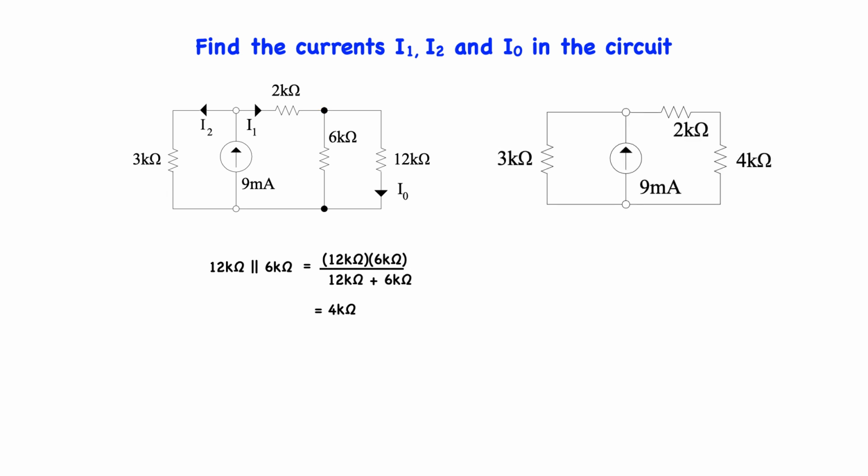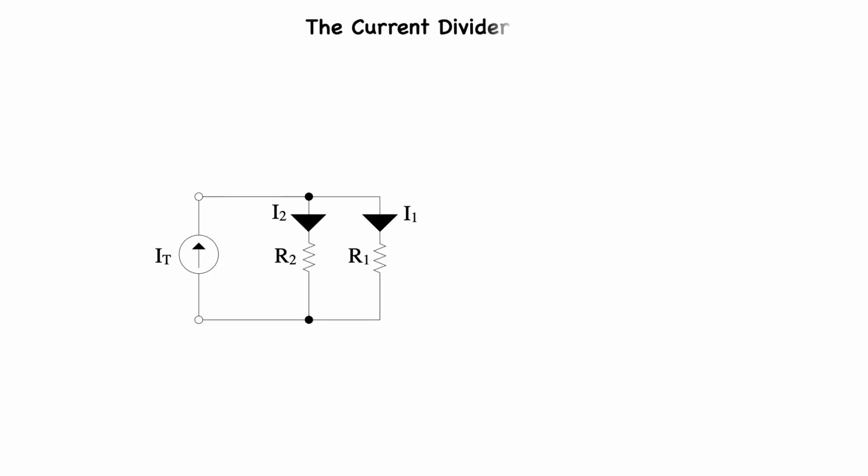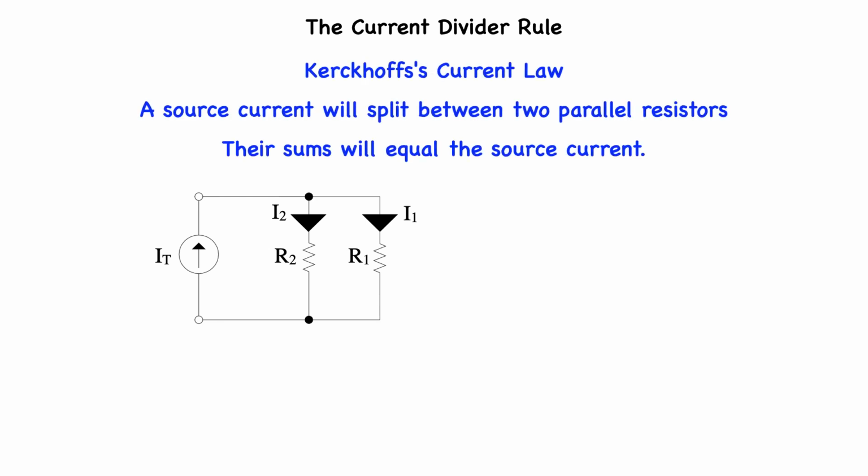Before continuing, I am going to use something called the current divider rule, so let's take a quick look at that. Looking at this circuit, a current source is feeding two parallel resistors. In this circuit, the source current will be split between the two resistors, and Kirchhoff's current law tells us that the source current will split between the two parallel resistors, such that their sums will be equal to the source current.